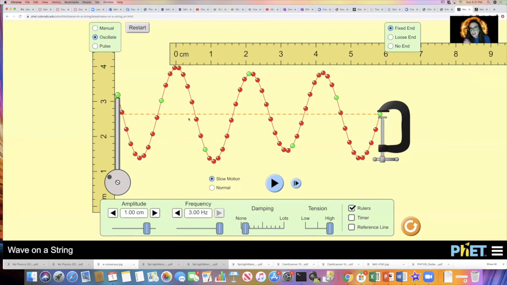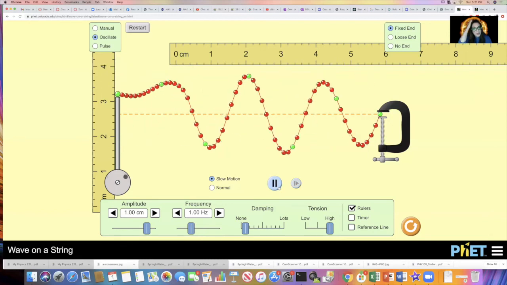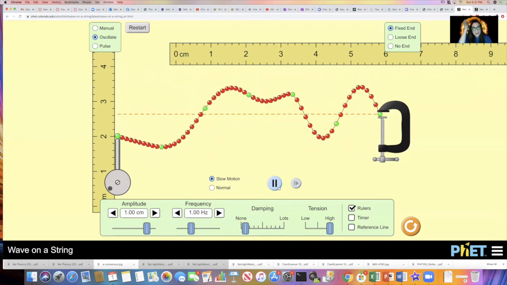You can decrease the number of nodes or antinodes then by reducing the frequency, because when you reduce the frequency, you end up with a longer wavelength. If we have a longer wavelength, we're not going to have as many nodes or antinodes on that same length of string. So let me move my frequency down to 1 hertz and see what happens. So now we're reducing our frequency. It's going to take a while.